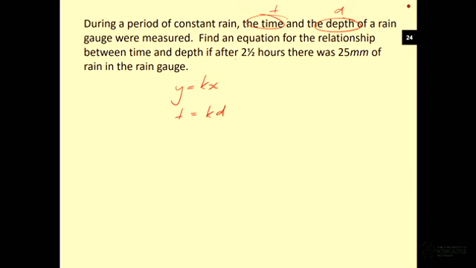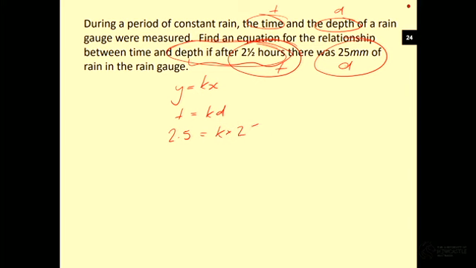What have we got? A depth, 2.5, and... oh, sorry, depth isn't 2.5. Time is 2.5. Depth is 25. So it can be easy going around the wrong way. Again, the units, I don't care. Hours and millimetres, yep, fine. Whatever you've given me is what I'm going to use. I'm not going to convert. The time is 2.5, so 2.5 equals k times a depth of 25.